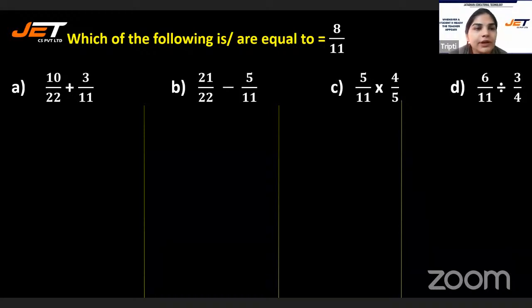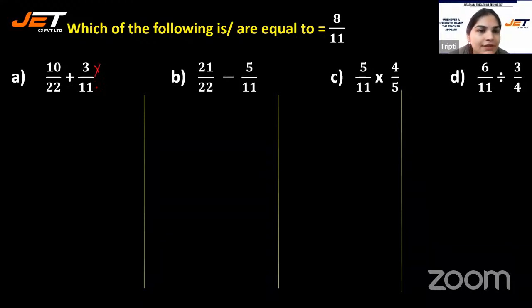Okay, so here I have to make the denominator same. If I'll multiply this by 2, I'll get the same denominator. 10 by 22 plus 3 times 2 is 6, 11 times 2 is 22. 10 plus 6 is 16 by 22.